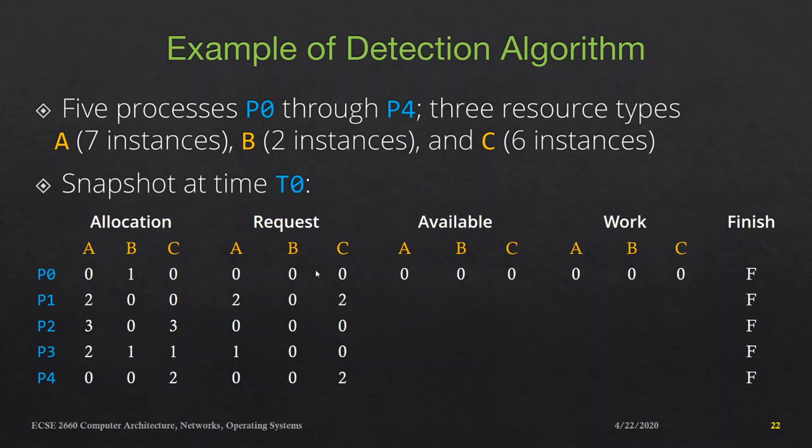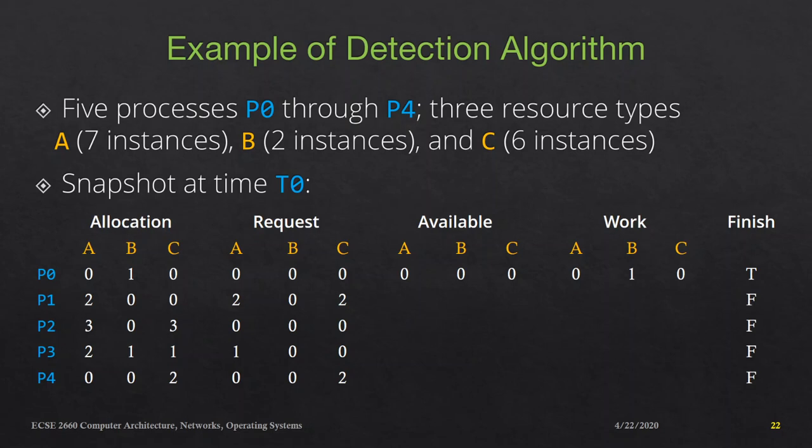So once we finish P0, we have to go to step 3. Step 3 is once P0 finishes, we are going to do 2 things. One is update work. It was allocated 0, 1, 0. So we are going to update work with 0, 1, 0 because it got done. And because it got done, finish is going to become true for that particular process, P0.